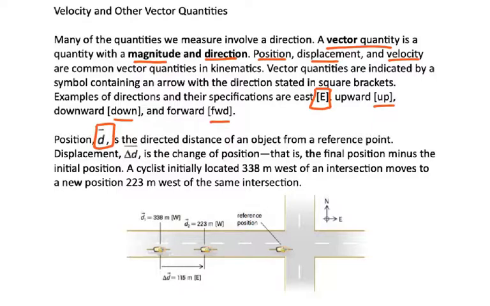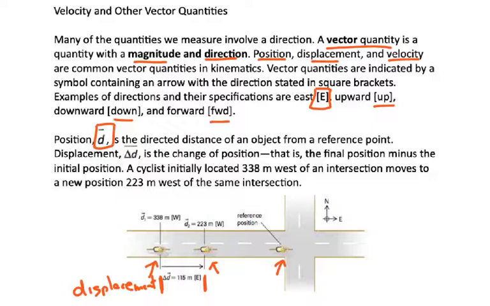So one thing that gets confusing is the difference between displacement and distance. I have here the picture of a cyclist. He's at an intersection right here, and he's away from the intersection at these 2 points. If we talk about the cyclist traveling from this point to this point, that is his displacement. He has moved 115 meters to the east.